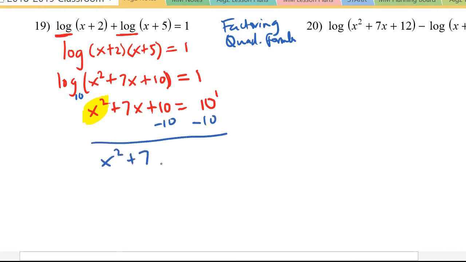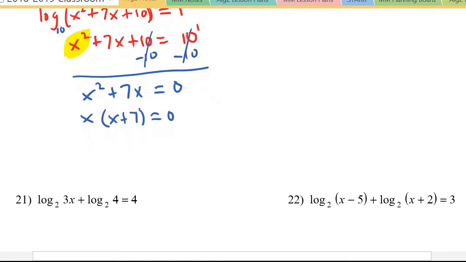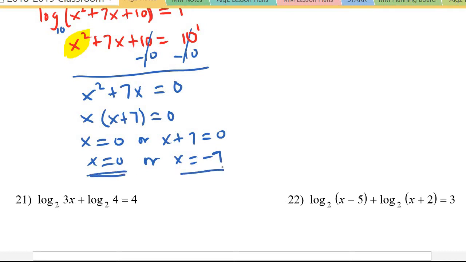x squared plus 7x, the 10s cancel, equals 0. If you look at this carefully, this is easy factoring. Take out the x, so it will be x times x plus 7 equals 0. Now we're ready to set each of them to 0. Either x equals 0 or x plus 7 equals 0. Subtract 7 from both sides, x equals -7. Now we have two answers, 0 and -7.